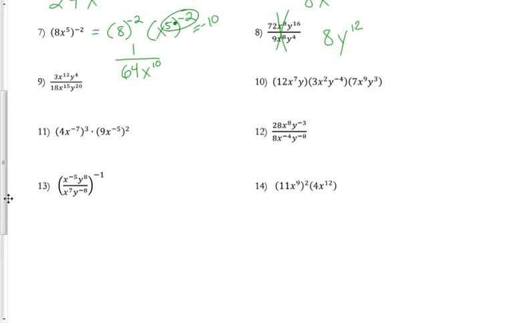Number 9, we should get 1 over 6 x to the 3rd, y to the 16th. Another division rule problem. Make sure you simplify. 3 over 18 becomes 1 over 6.